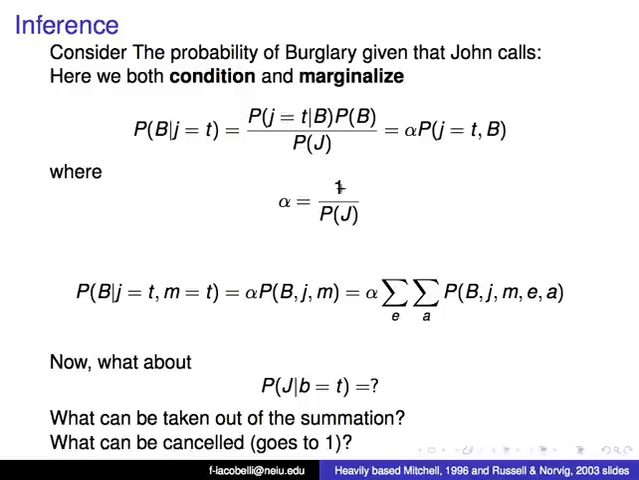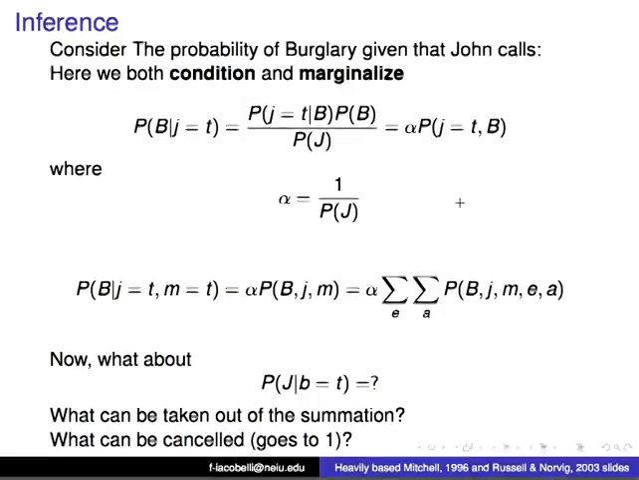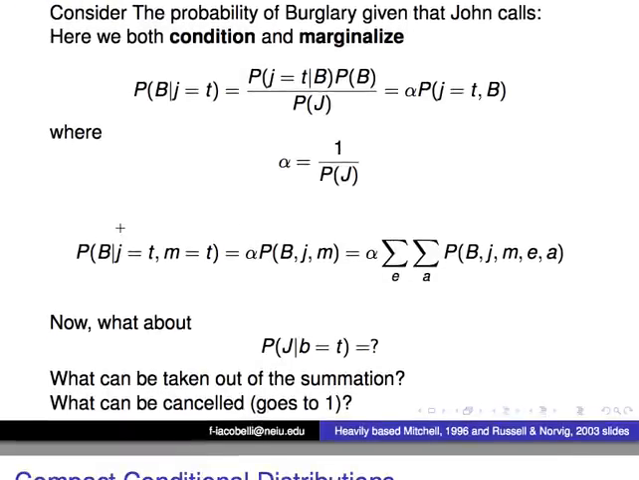Now, alpha is 1 divided by the probability of John calling. The way to compute this: if we have the probability of burglary given that John calls and Mary calls, this is 2 variables, so it is pretty easy. If you just use the same formula, it is alpha, some normalization constant, times the joint probability of burglary, John, and Mary.